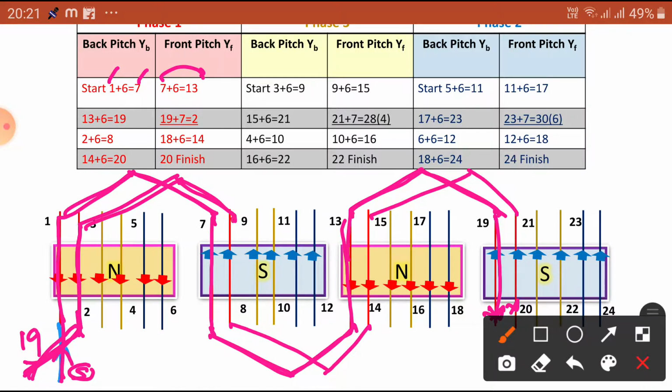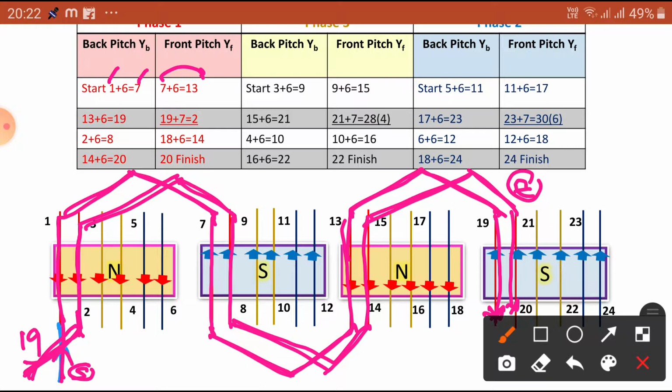We are going to connect here, this one. The 8th is connected to the 14th, and the 14th is connected to, lastly, 14 plus 6, which is equal to 20. In such a way we connect, this is the ending. So this is the starting conductor, this is the ending conductor, this is the R phase.